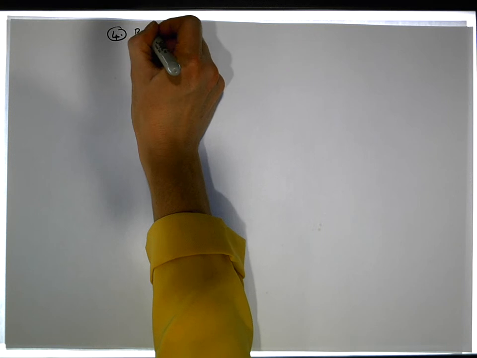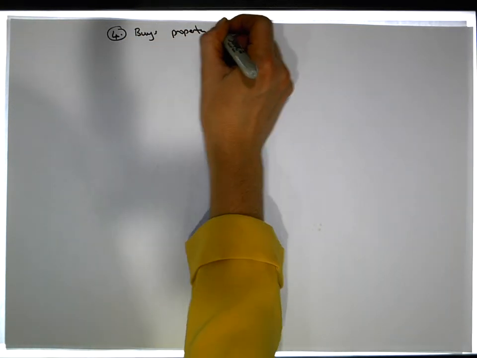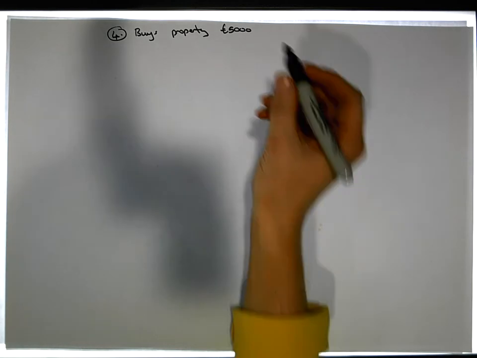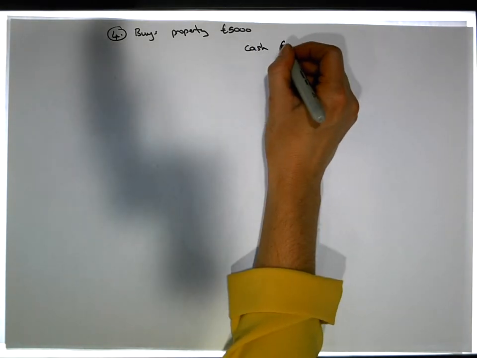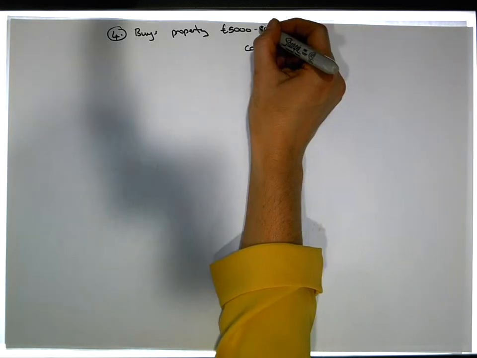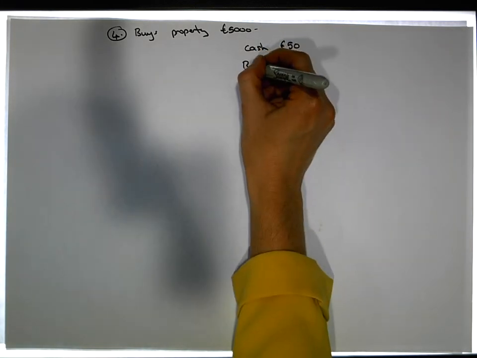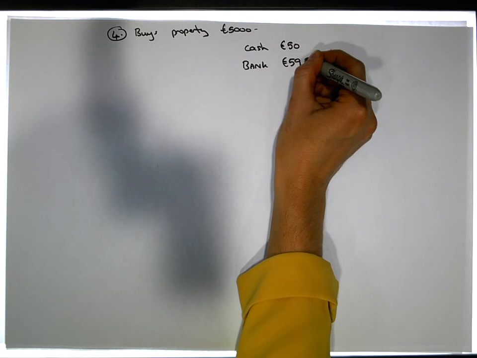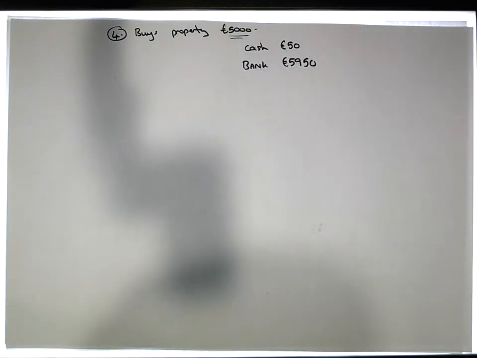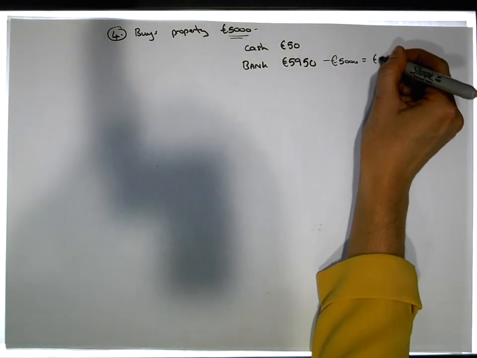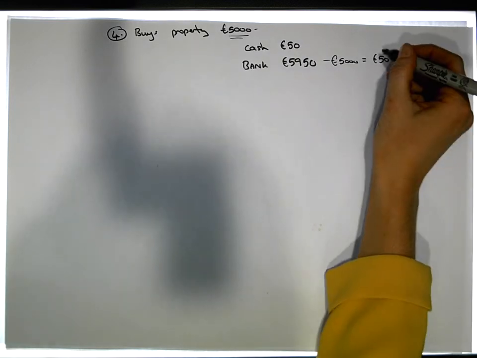The business now buys the property. And that cost them 5 grand. How is our balance sheet impacted? Our cash balance hasn't been impacted because we bought the property using the bank money. So our bank did have 5,950, but we bought something at 5 grand, so it's reduced by 5 grand. So we're only left with €50. Sorry, €950.